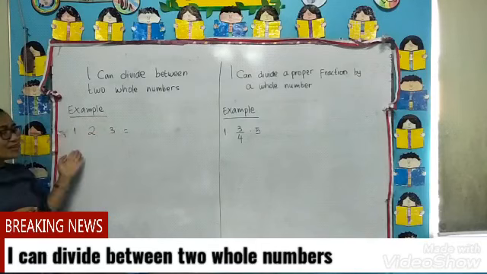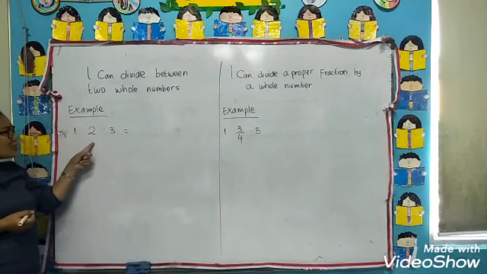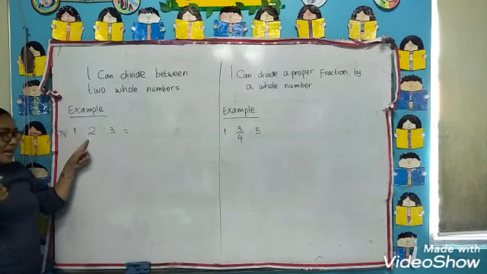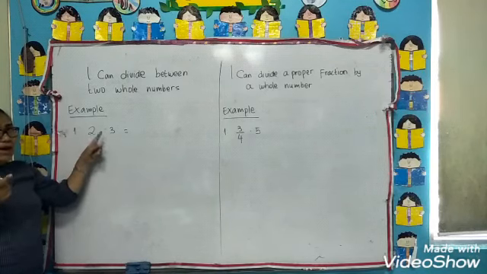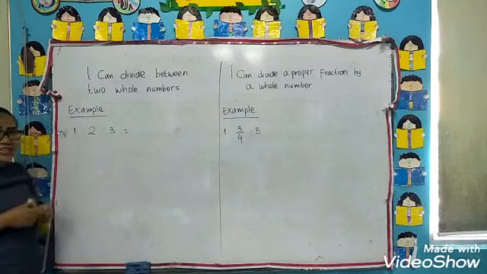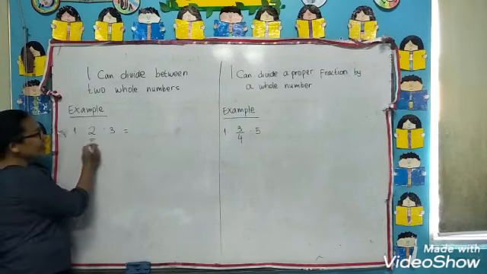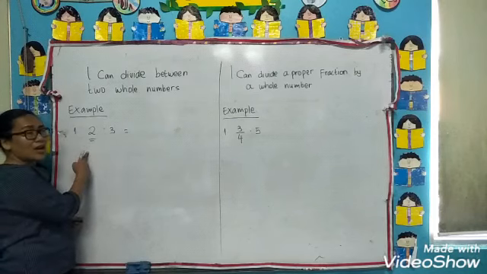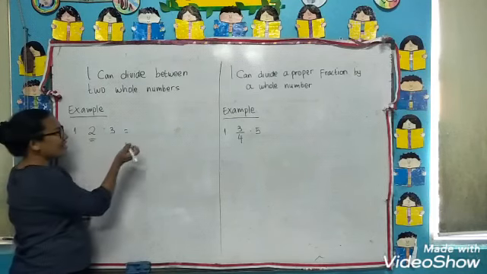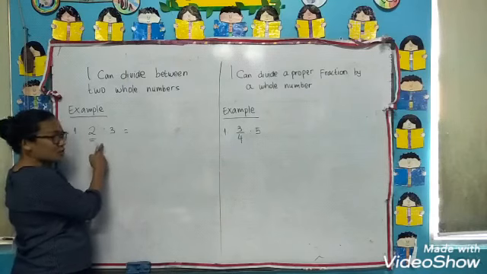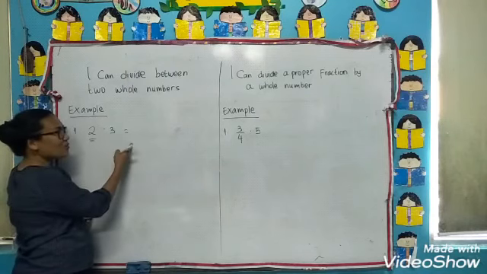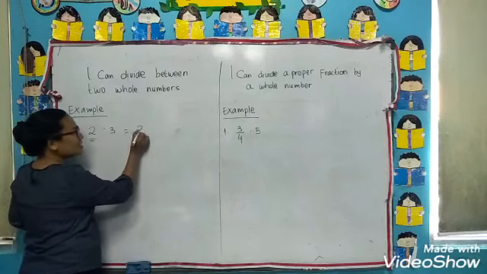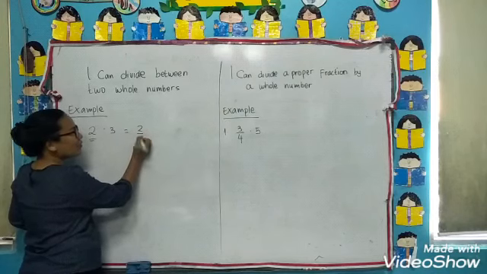I already wrote an example here. This is 2 divided by 3. The digit 2 is a whole number, and we are going to divide it by another whole number. Can you solve this? Okay, let's try. Can you change this whole number to a fraction? Yes. The first one, we have to change it into a fraction: 2 over 1.